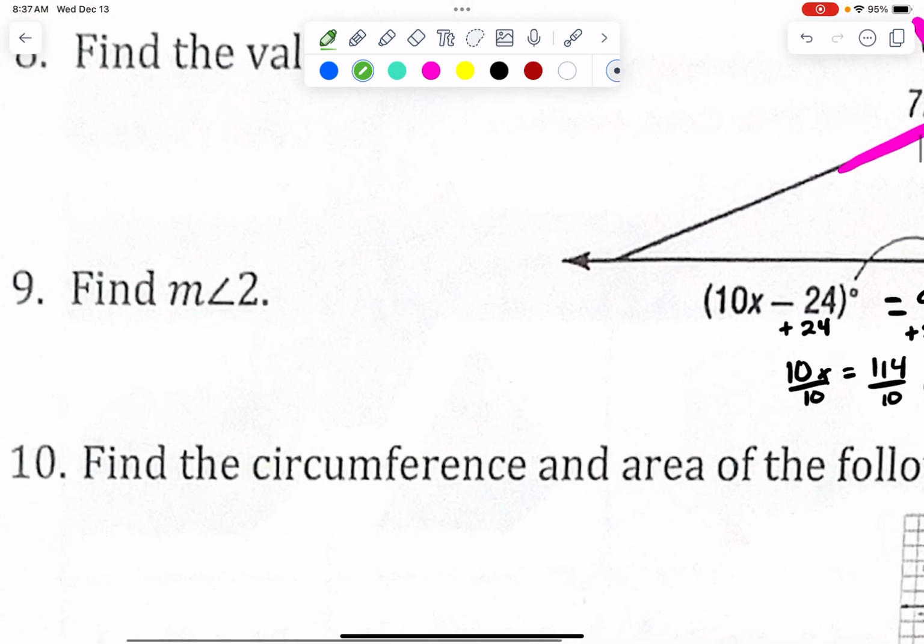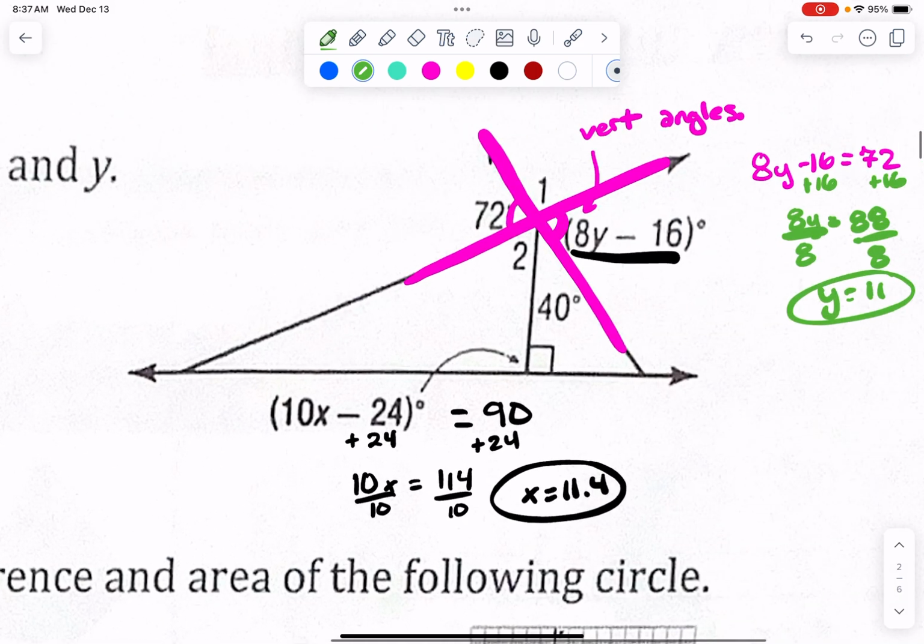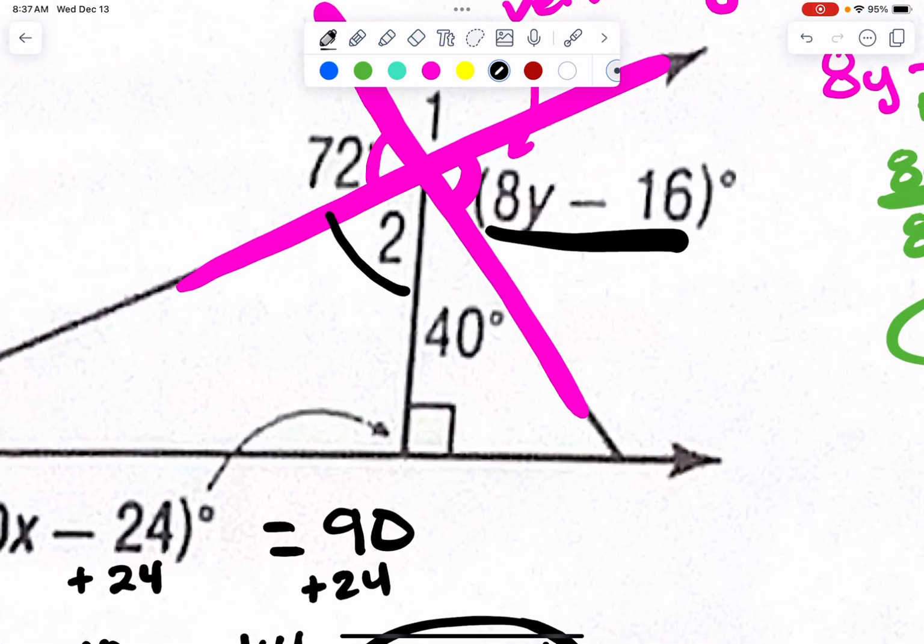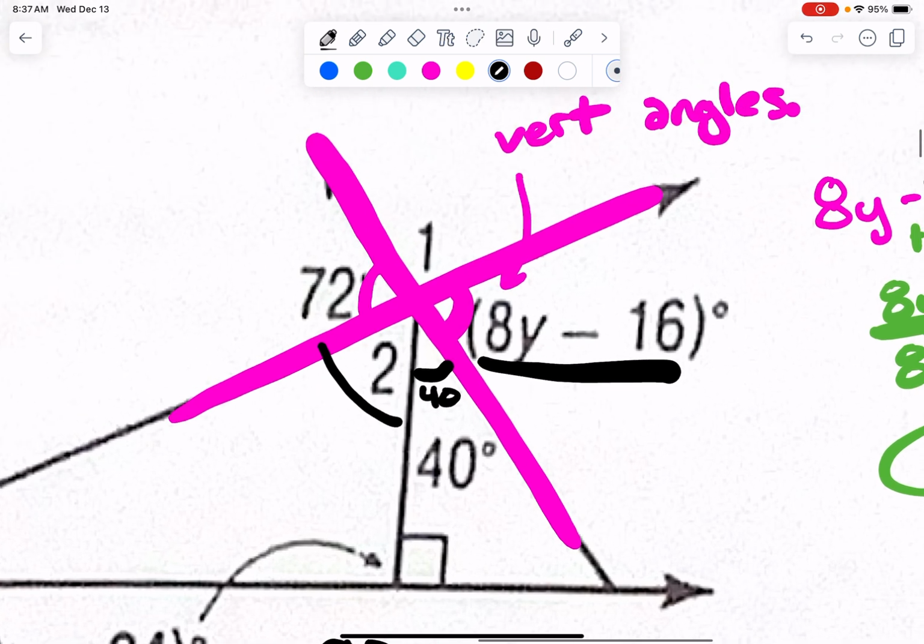Angle 2 is this angle right here. Okay, how are we going to find angle 2? Well, this is 40, right? Okay, that's what they said. That 40 is kind of hard to see that it goes to that angle because it's so far down, but that's what 40 is. Okay, I'm going to pick on this line right here.